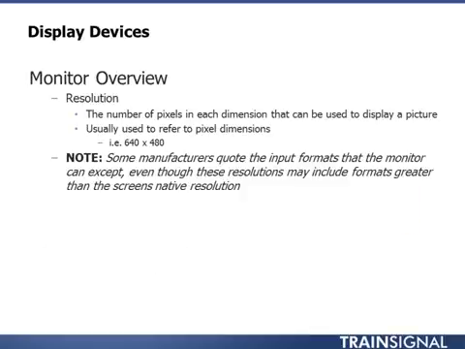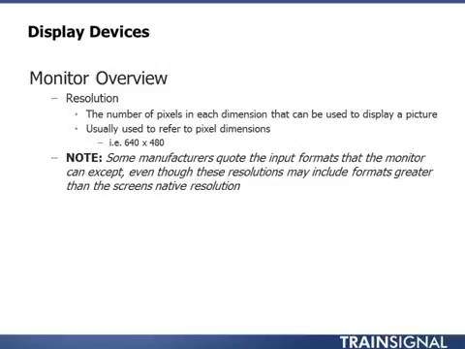Now, speaking of resolution, right? I just mentioned that term a moment ago. Resolution is the measurement of the number of pixels in each dimension that can be used to display a picture. Okay, and this is sometimes referred to as the pixel dimensions. An example would be 640 by 480, or as I mentioned a moment ago, 800 by 600 or 1024 by 768. Now, these are your standard definition resolutions, okay, that I threw out there. So those are older standard resolutions that we don't see as much anymore.